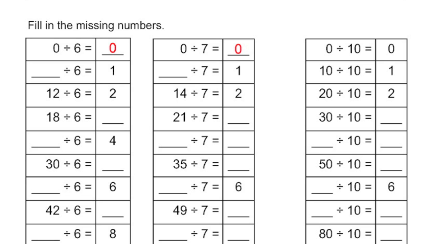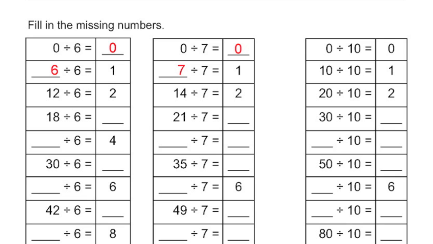The next row has something divided by 6 is equal to 1, something divided by 7 is equal to 1, and obviously 10 divided by 10 is equal to 1. Well, if you're doing division and the answer is 1, basically you're dividing by itself. So 6 divided by 6 is equal to 1, and 7 divided by 7 is also equal to 1.